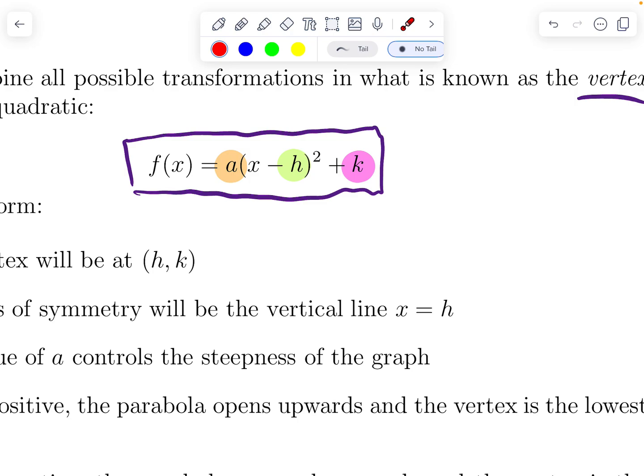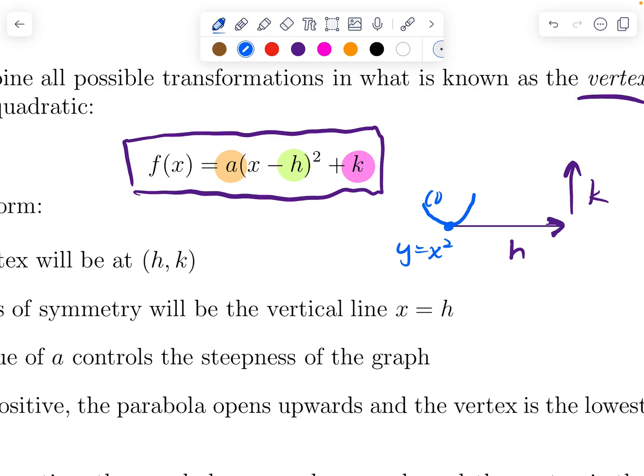What has happened is that we have shifted h units to the right because we have x minus h inside those parentheses, and k units up. Our normal y equals x squared has its vertex at 0, 0. And what's nice about starting from 0 is that it's very obvious where things go. If I started at 0 and went over by h in the x direction and up by k in the y direction, then I wind up in a place where the x coordinate is h and the y coordinate is k. That will be the location of the vertex.